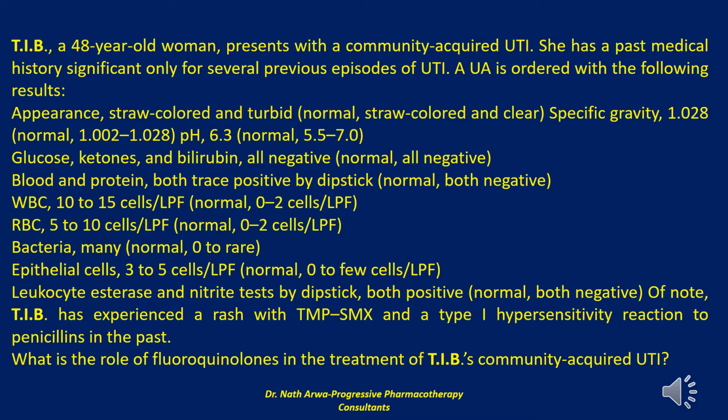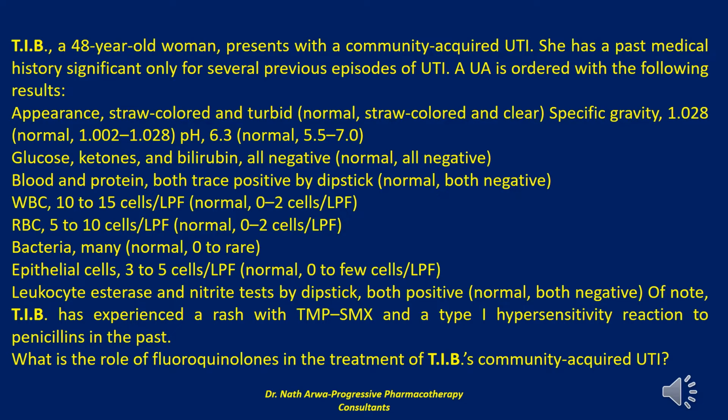Appearance: straw-colored and turbid. The normal appearance is straw-colored and clear. Specific gravity is 1.028. The normal range is 1.002 to 1.028. pH is 6.3. The normal value is 5.5 to 7.0. Glucose, ketones, and bilirubin are all negative. Normally they should all be negative. Blood and protein are both trace positive by dipstick. Normally, both should be negative.